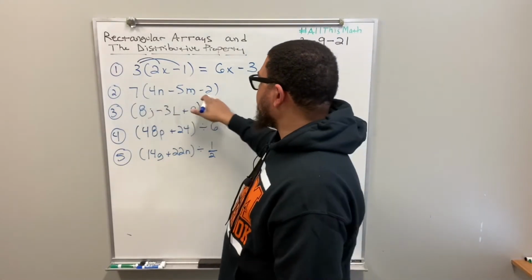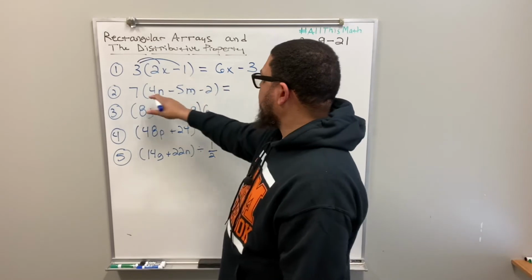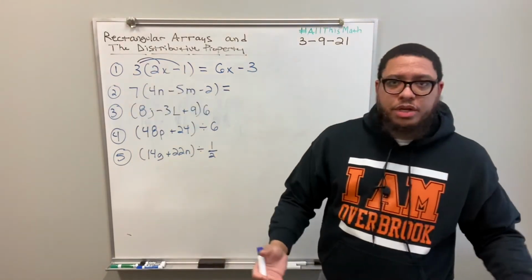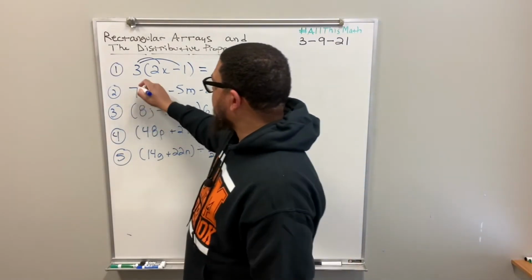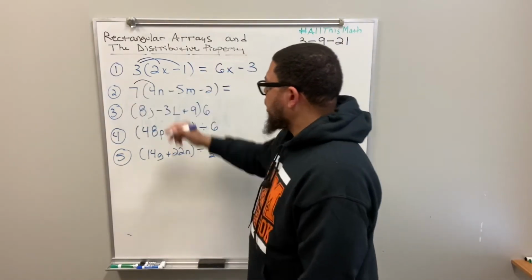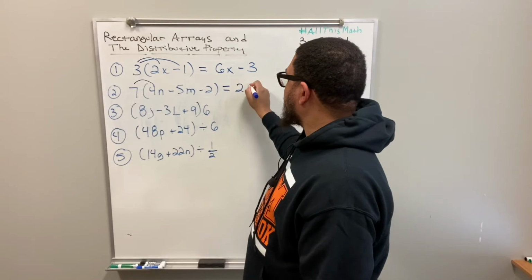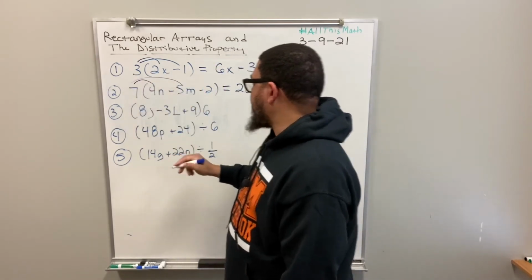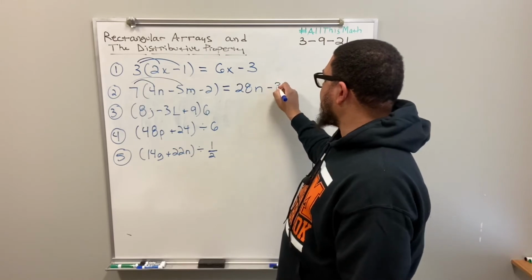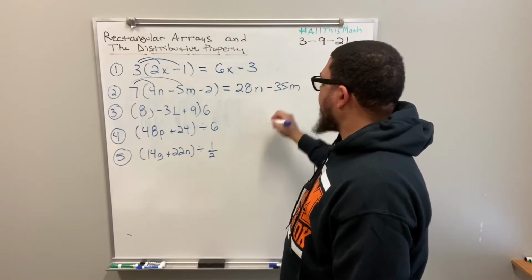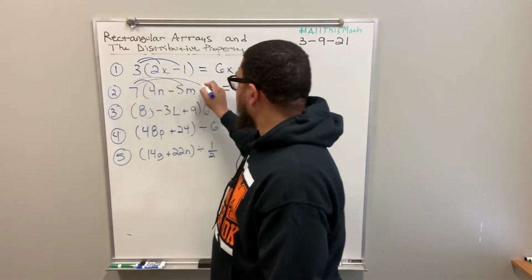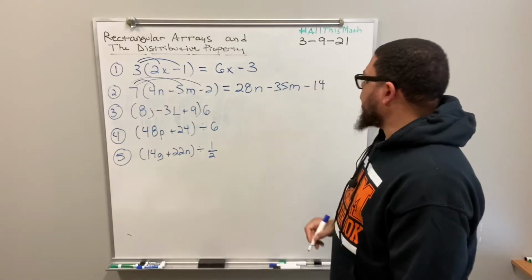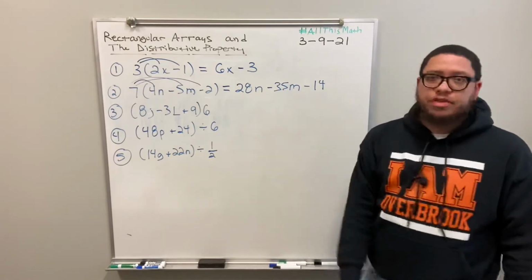Now I have 3 terms in the parentheses instead of just 2, like in number 1. I'm still going to distribute equally. I'm going to give the 7 to the 4n. 7 times 4n, that's 28n. Then I'm going to give the 7 to the -5m. So that's -35m. Then I'm going to give the 7 to the -2, which is -14. And that's my final answer for number 2.